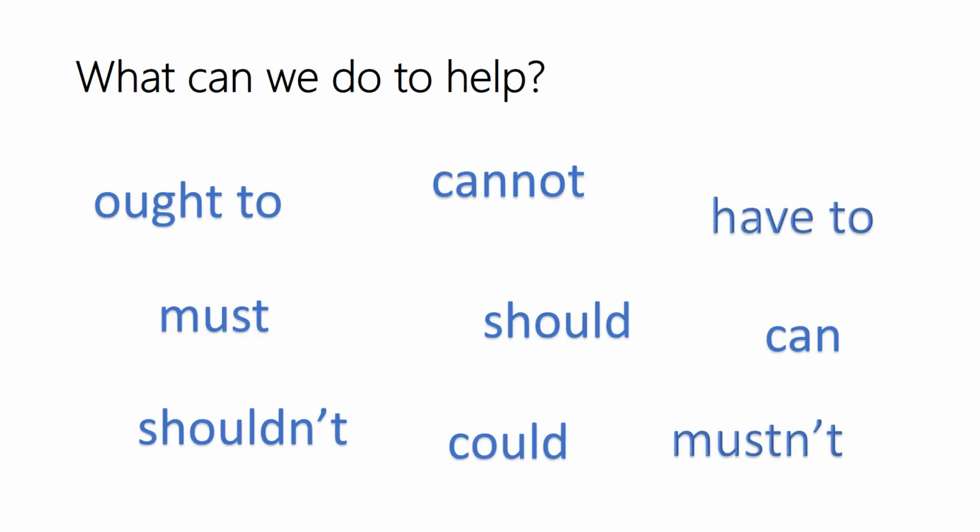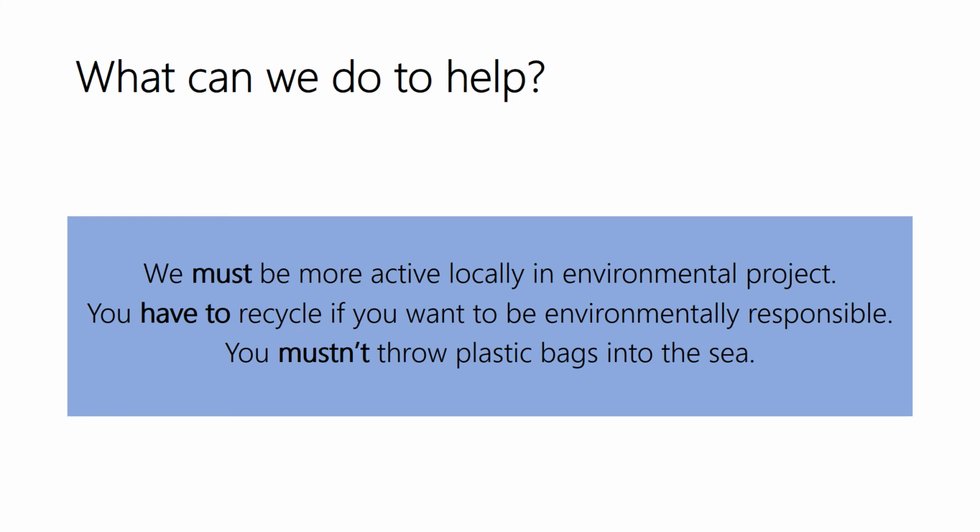Which modal verbs can be used to express our obligations? Must, mustn't, and have to, of course. So, we will use must, mustn't, and have to stress that something is our obligation. Have to and must are very similar in meaning.